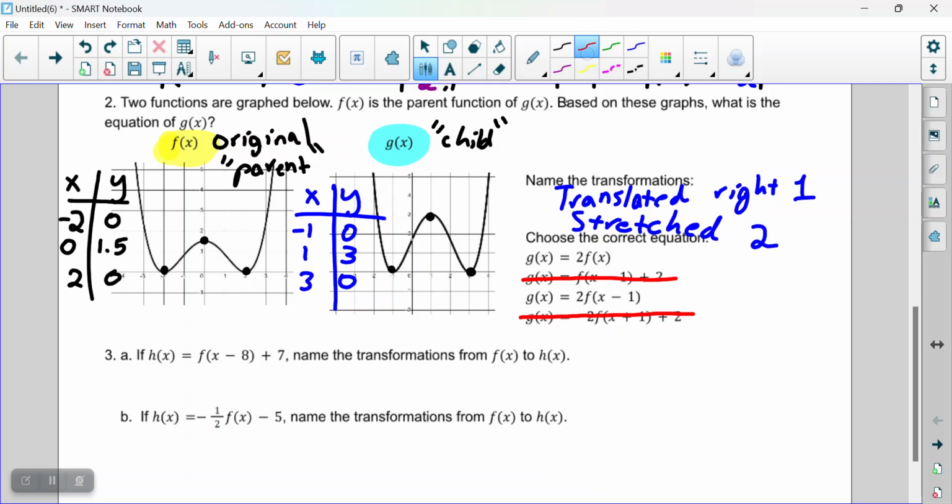Well, this first option here only has stretch 2, so it's not that. And here it is. Here's my new equation. The OG, or sorry, my new function, g of x, is the OG moved to the right 1 and stretched 2.